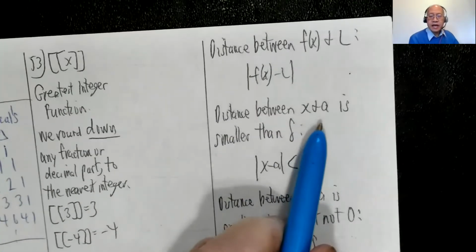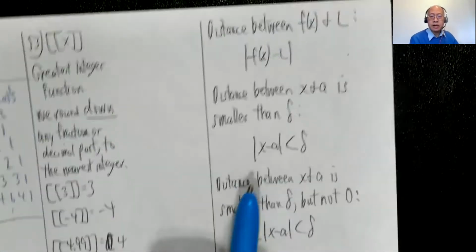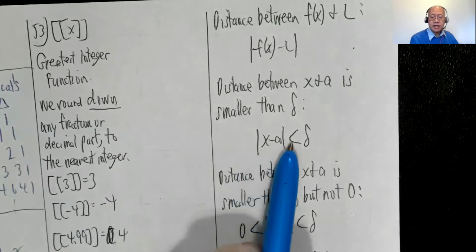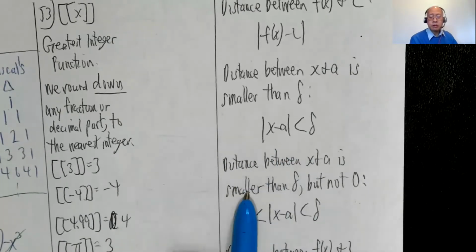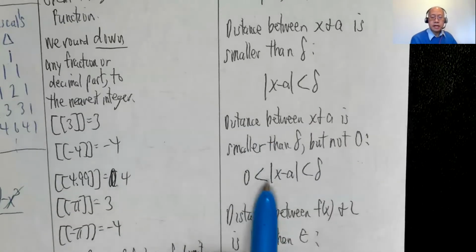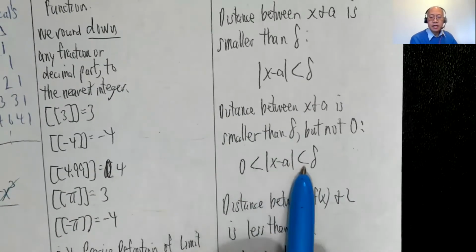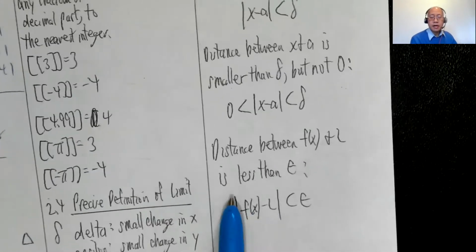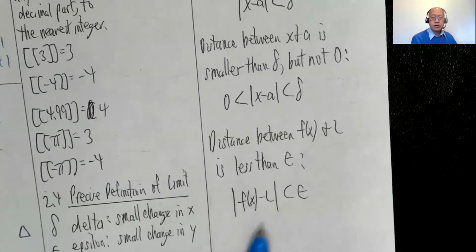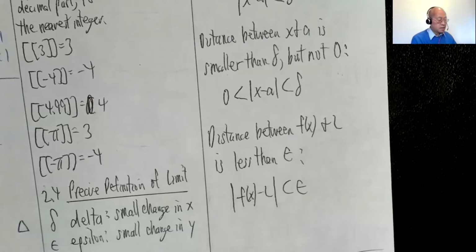Distance between x and a is smaller than delta. Absolute value of x minus a is less than delta. Distance between x and a is smaller than delta, but not 0. Then I put a 0 in front. 0 less than absolute value of x minus a is less than delta. Okay, and the distance between f of x and L is less than epsilon. That's absolute value of f of x minus L is less than epsilon. Okay, so that's the motivation behind everything that we see here.